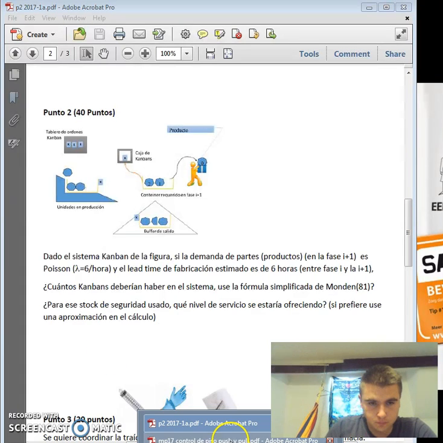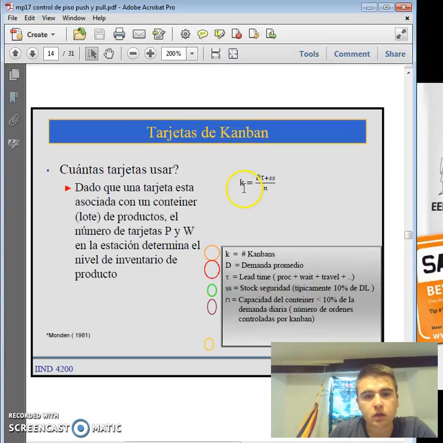So basically the formula for the number of Kanbans is the demanda promedio, the average demand during the lead time. The average demand is 6 per hour, and the lead time is 6 hours, so 6 times 6 is 36, plus a safety stock, which is typically 10% of the demand during the lead time, 36, so the security stock should be around 3.6. And finally, we have to know the capacity of the container, which should be a bit less than 10% of the daily demand.